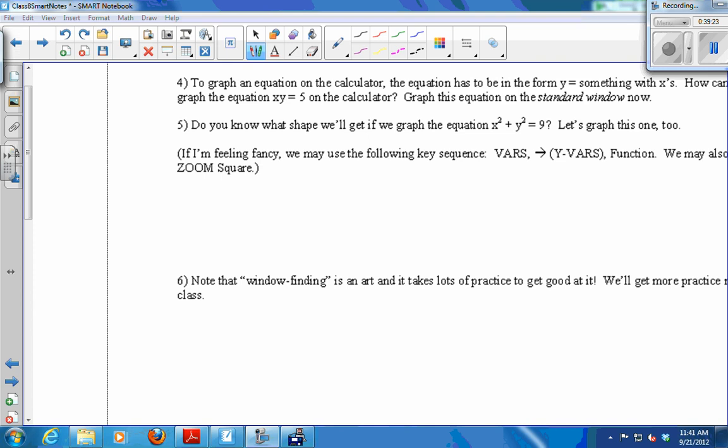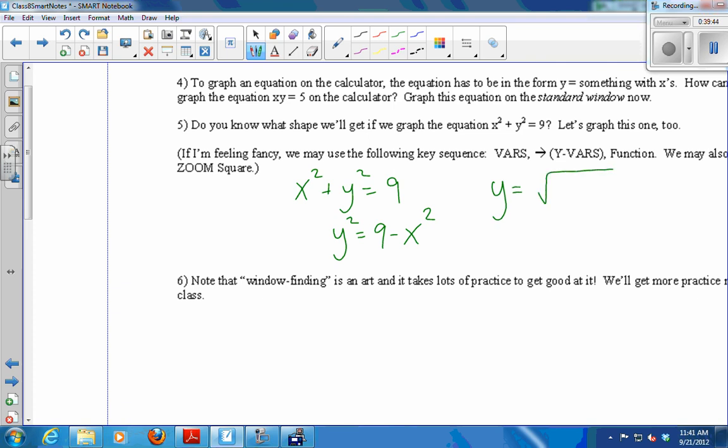Okay, let me just get you started here. So I have x squared plus y squared equals 9. Before I can do anything with the calculator, I have to solve for y. So I'm going to start by subtracting x squared from both sides. Then what do I do? Square root. So y ends up being the square root of 9 minus x squared. But if you wrote that answer in a quiz, I would take off a point. Why? Plus or minus.